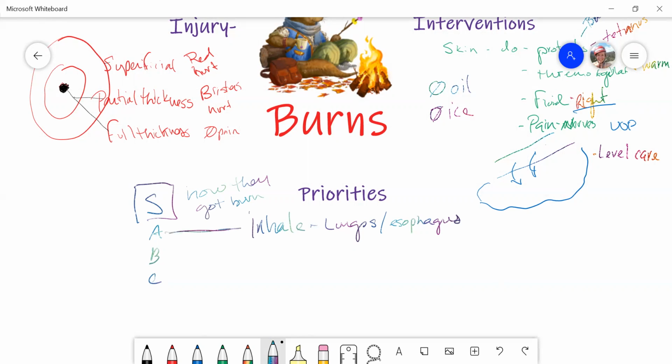Airway, that's that inhale. Did they inhale it? That airway breathing, how are they doing? Most of the times with our patients that have burns, they do not have any loss of consciousness unless they are to that degree of burn. But if they're a basic burn, they're not going to have any degree of loss of consciousness. So hopefully that airway breathing is fine.